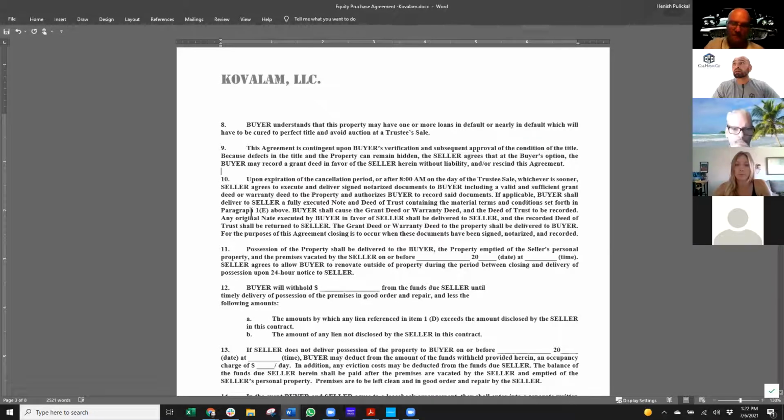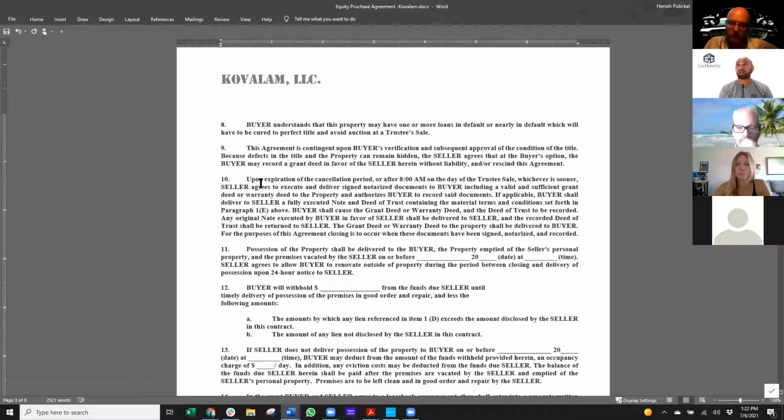Upon expiration of the cancellation period, or after 8 a.m. on the day of the trustee sale, whichever is sooner, seller agrees to execute and deliver signed notarized documents to buyer, including a valid and sufficient grant deed or warranty deed to the property, and authorizes buyer to record said documents, right? Once I record a grant deed saying that the seller is transferring ownership to Covalum LLC, and I record it with the county, that's official. I'm now the owner of that property, regardless of what the loans are against it.